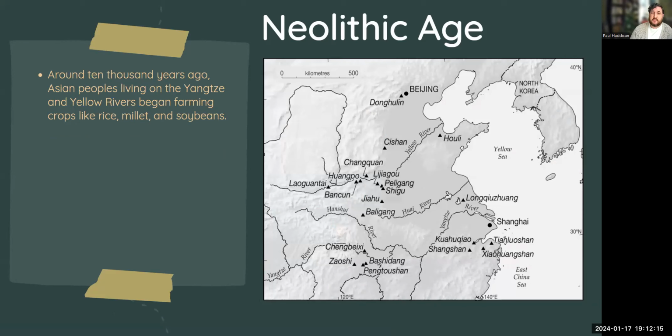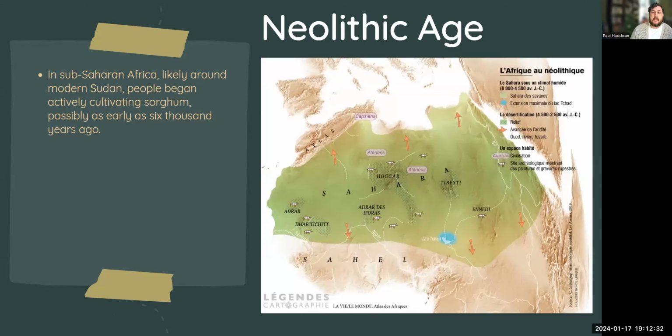Around 10,000 years ago, Asian people living along the Yellow River and the Yangtze River, so everything in between here, are going to start settling down there, kind of similar to the Fertile Crescent, and begin farming crops like rice, millet, and soybeans. In sub-Saharan Africa, yes, this map is French. We're not going to talk about it. In sub-Saharan Africa, around Sudan, where we have lots of water flowing around, we have lots of fertile land, we're going to start actively cultivating sorghum as early as 6,000 years ago.